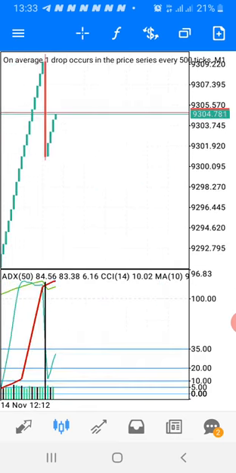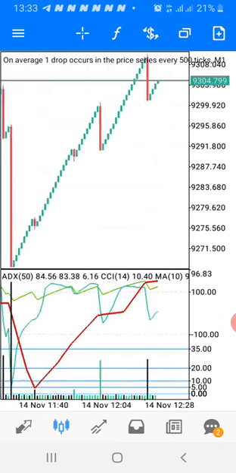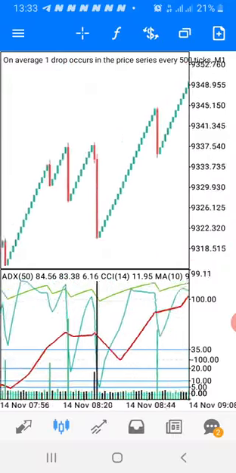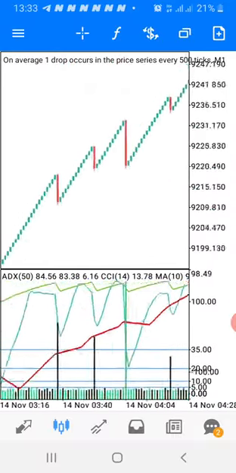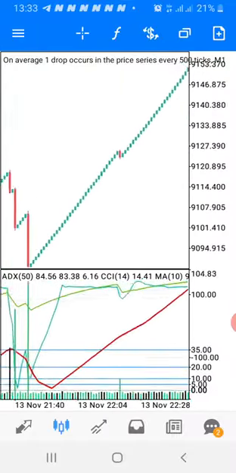Please, let's trade carefully. We are not here to lose money. We are here to make money, so we don't have to lose money. If you understand all the strategies, you will make money from it. Sincerely speaking, you will make money from it.